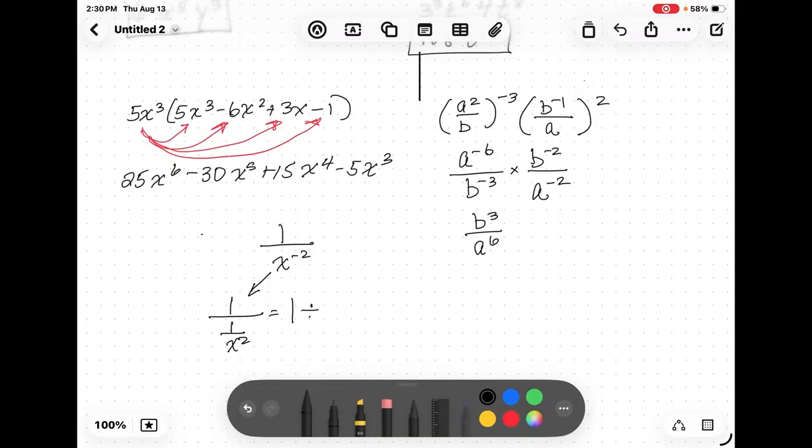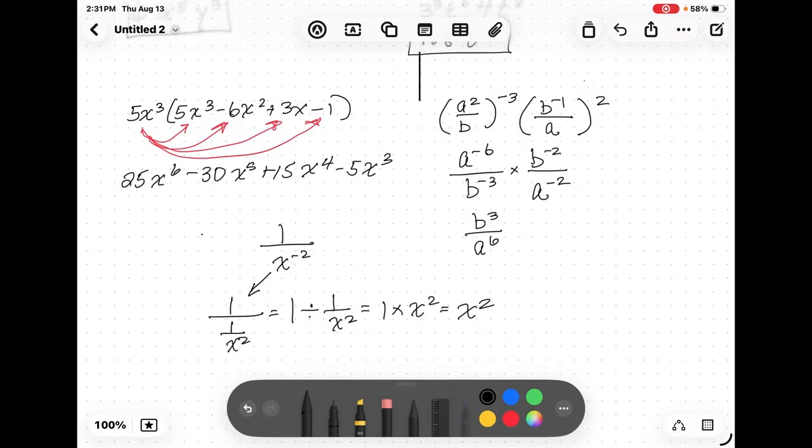1 divided by 1 over x squared. See that? That fraction bar is that division. Well, what do we do with division? 1 divided by 1 over x squared is 1 times the reciprocal. 1 times x squared, x squared. So that would be a way to proceed with that.